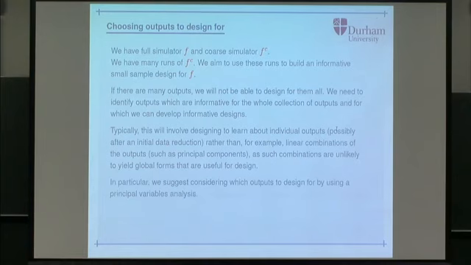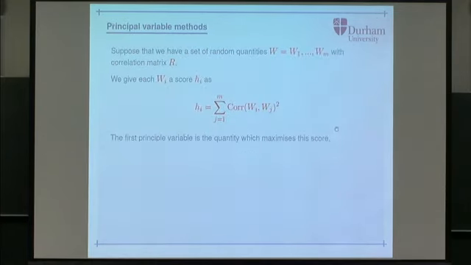Okay? So here, I don't know what people know and what they don't know. We're talking about dimension reduction. So here's something to add to your toolbox when designing, and it's an interesting thing to do. We have many outputs. We want to do dimension reduction by just choosing some of the outputs. Okay? So what does principal variables do?